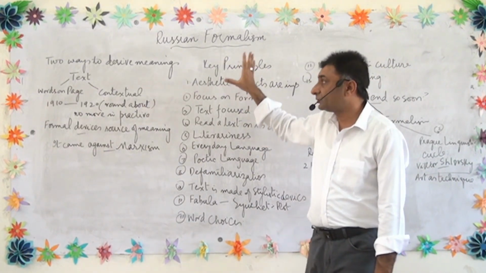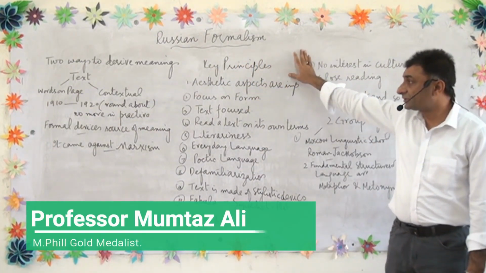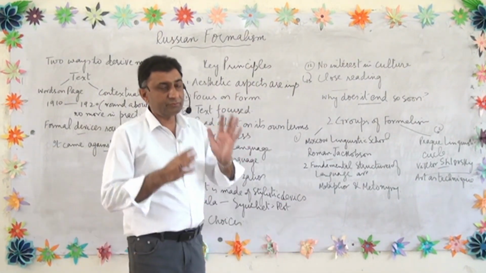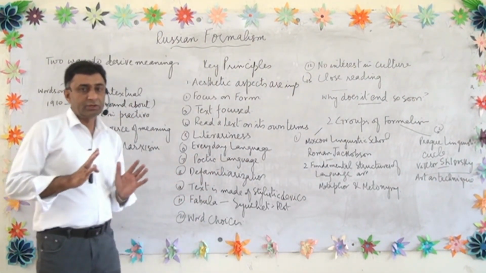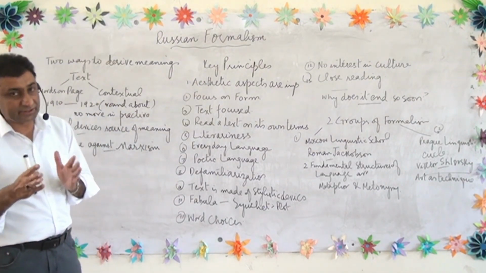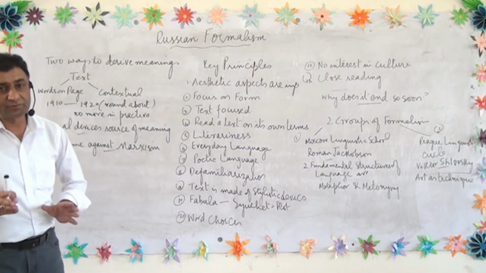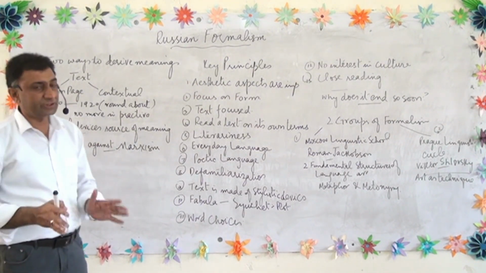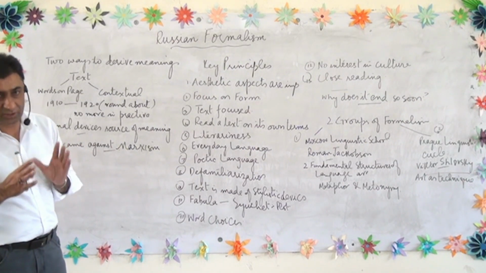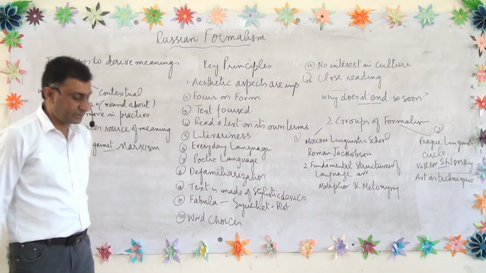In this lecture, we are going to discuss Russian formalism. As the name implies, formalism means that form is the source of meaning. We are going to draw the meanings of a text by keeping in mind its form. It's called Russian formalism because there were Russian writers who were responsible for introducing this type of concept. So that's why it's called Russian formalism.